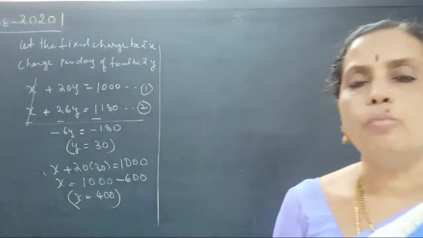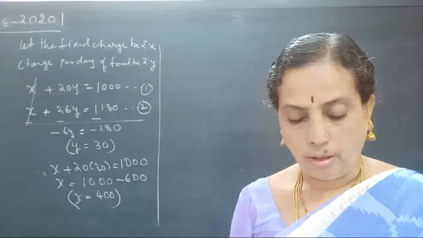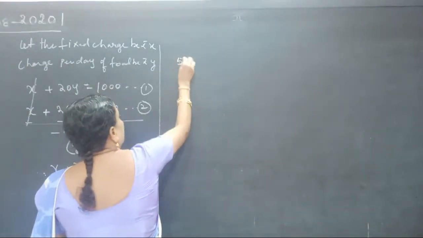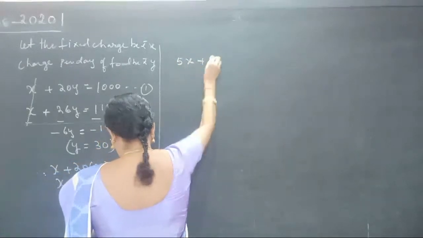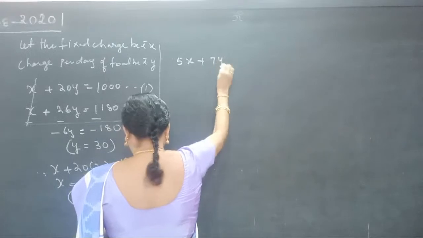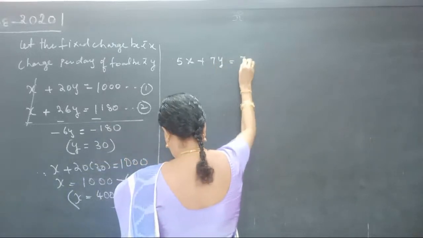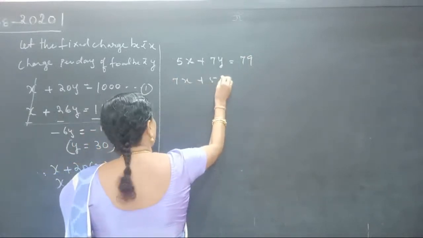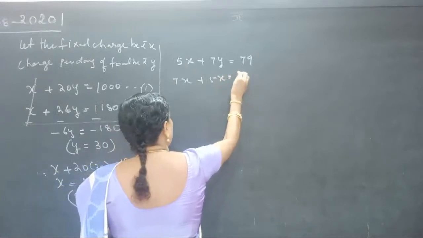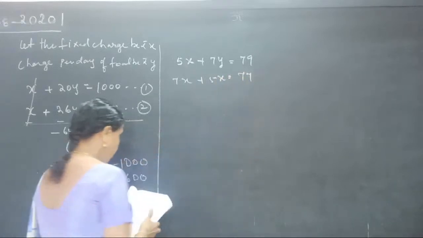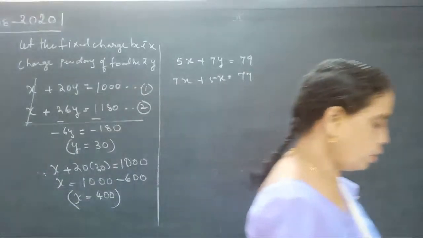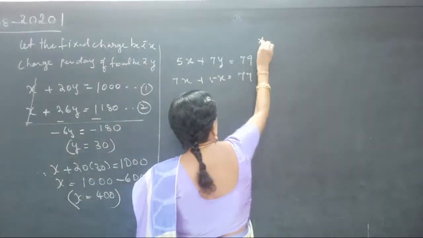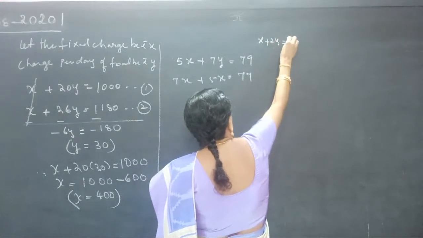Simple, very simple, 2 marks question. 5 books and 7 pencils together cost rupees 79. 7 books plus 5 pencils together cost rupees 77. Then find the total cost of 1 book and 2 pencils. 1 book means x, 2 pencils means 2y is the question.